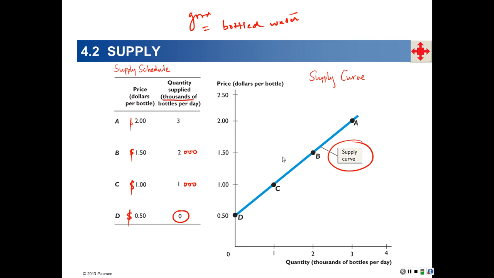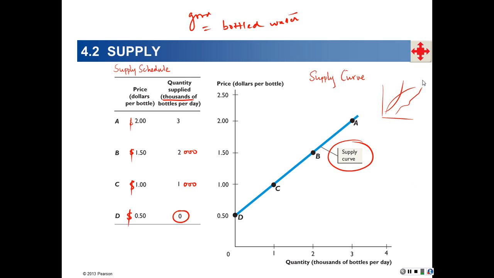Now again, it is coincidental that the supply curve shown here is a straight line. There is no reason for a supply curve to be a straight line. This is a straight line supply curve for the purposes of simplicity. A supply curve could be like this, or like that, or even squiggly.